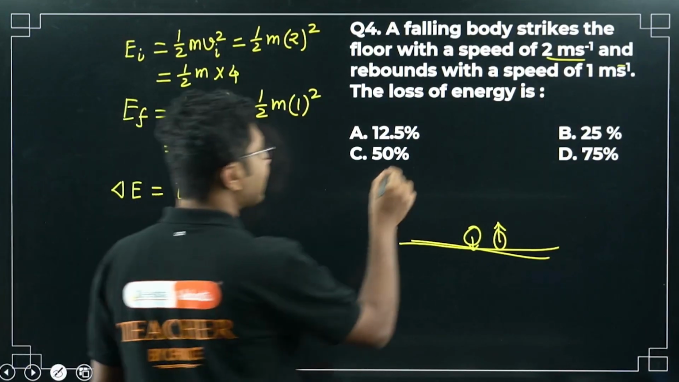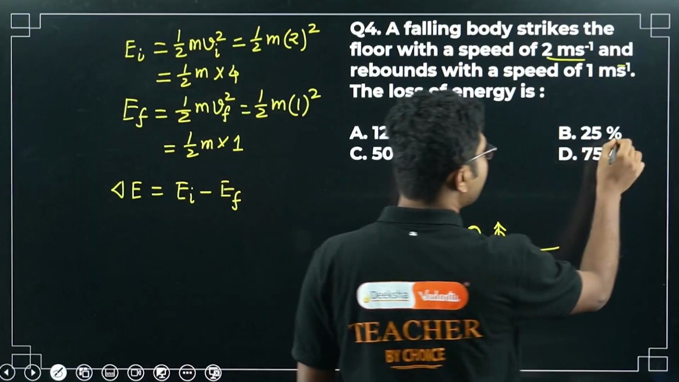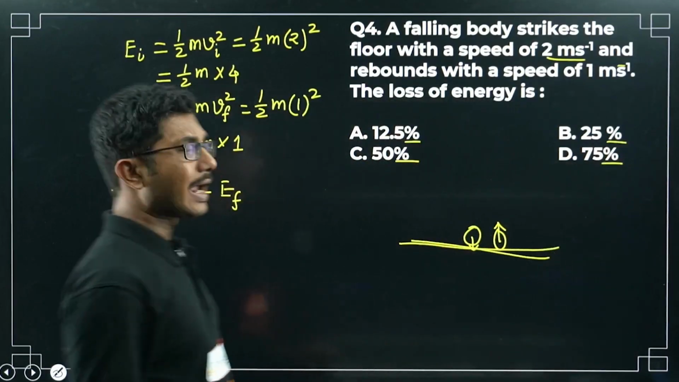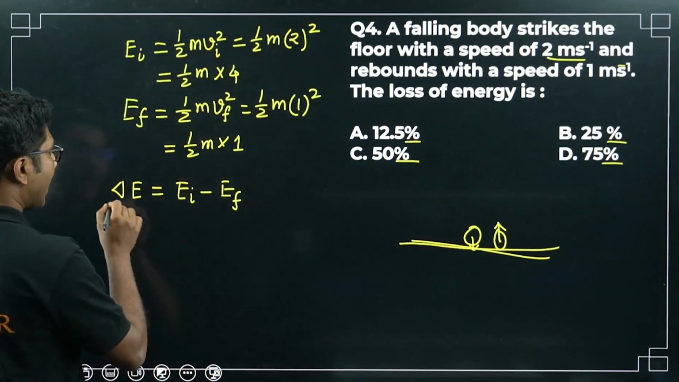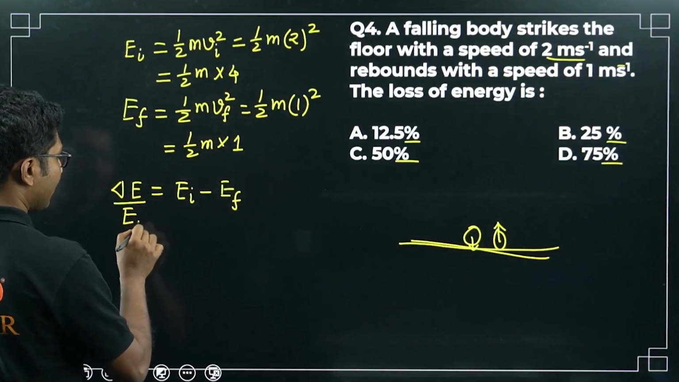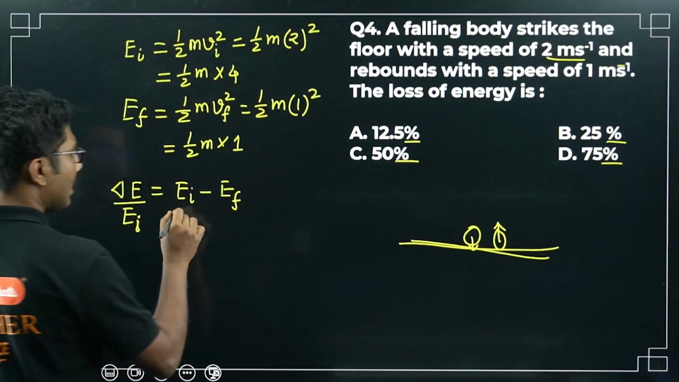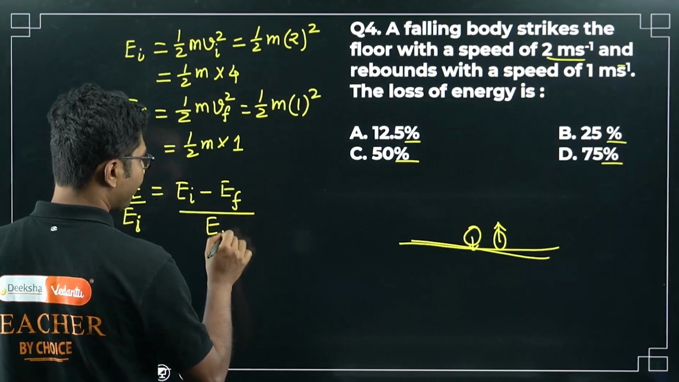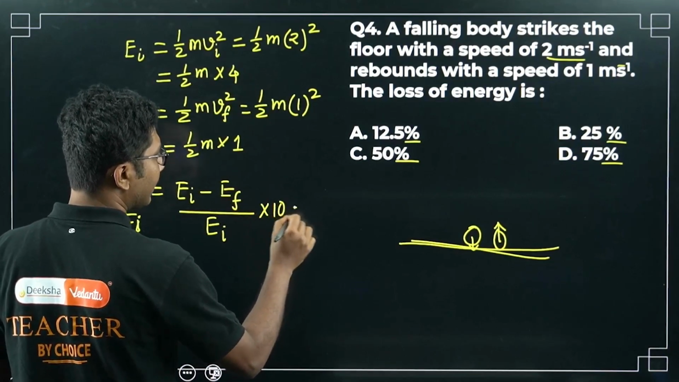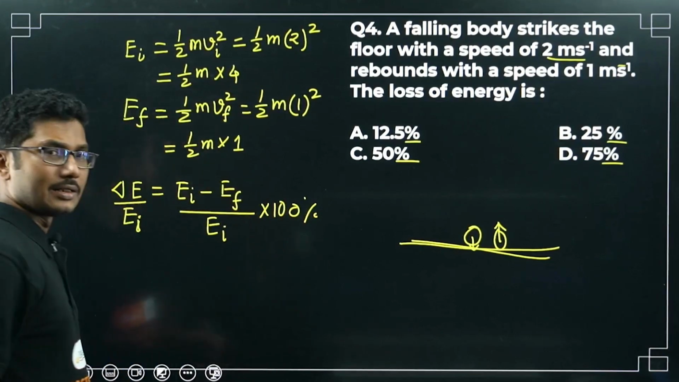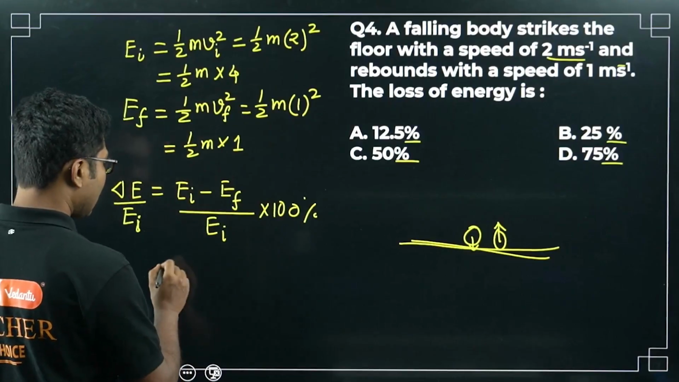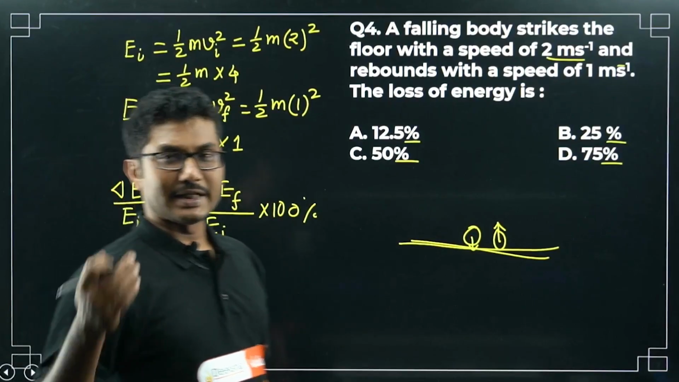Now in the answer, if you see, all the options are given in terms of percentage. So how to calculate the percentage change? To calculate the percentage change, you have to divide it by the initial value of energy and then multiply with 100 and add the percent sign. This is the formula to calculate change in percentage in any case.